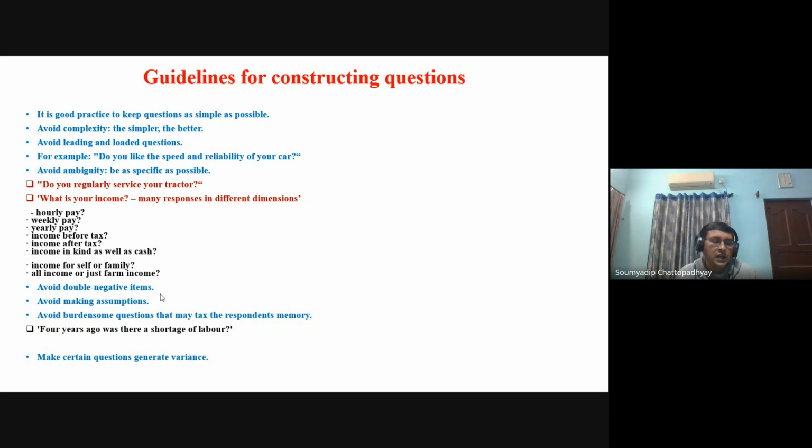Another very common mistake we commit in our questionnaires is when we ask: what is your income? When you ask a respondent about his or her income, you have to specifically mention the unit. Is it hourly pay, weekly pay, or yearly pay? Are you referring to income before tax or after tax? Or are you considering income in kind, or income in kind as well as in cash? All these are different things, so you have to be very careful about avoiding this kind of ambiguity in your questionnaire.